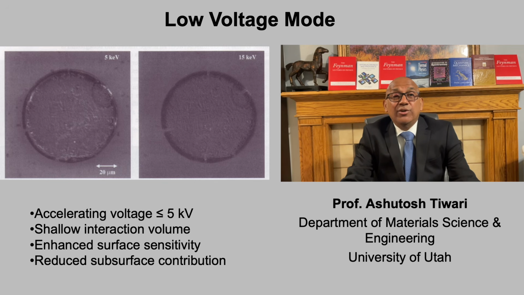However, there is a trade-off. Lower beam energy also reduces signal strength, which can increase noise and may require careful optimization of probe current and detector settings. Low voltage mode, therefore, represents a deliberate choice. It sacrifices penetration depth and signal intensity in exchange for enhanced surface sensitivity and improved surface-specific resolution.